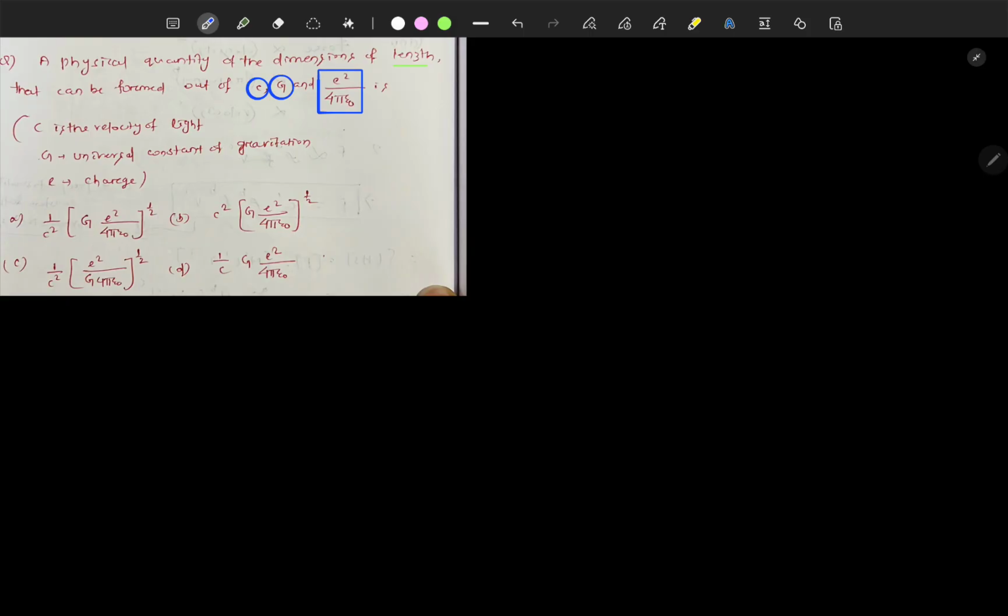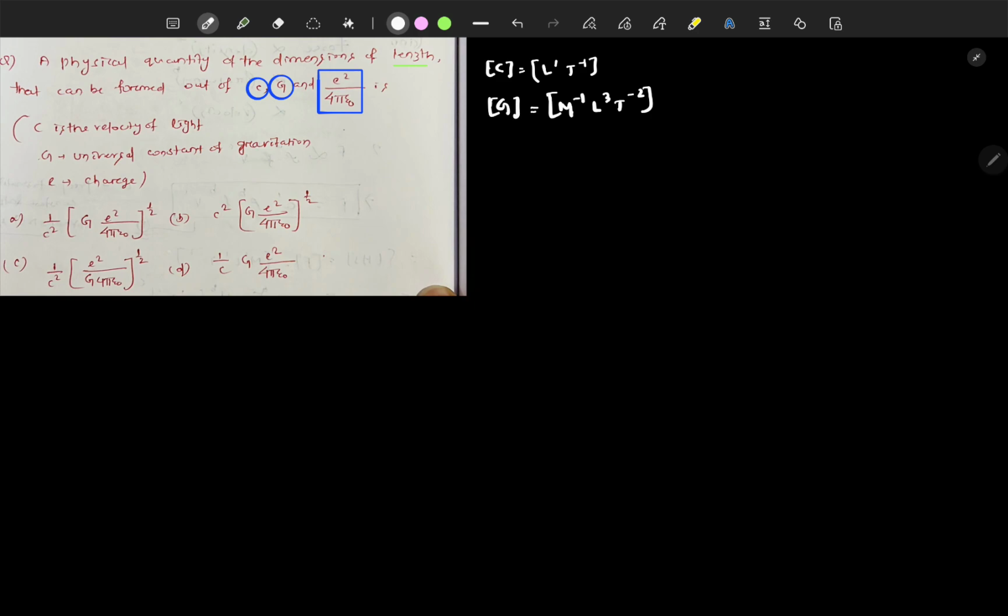Yes, so in order to solve this question, our preliminary duty is to find the dimension of these three quantities. So first see, what is the dimension of speed of light? It is one of the speeds, so L1 T minus 1. There is no doubt. Okay, yes. Next come to universal gravitational constant dimension. We know its dimension is M minus 1 L 3 T minus 2.